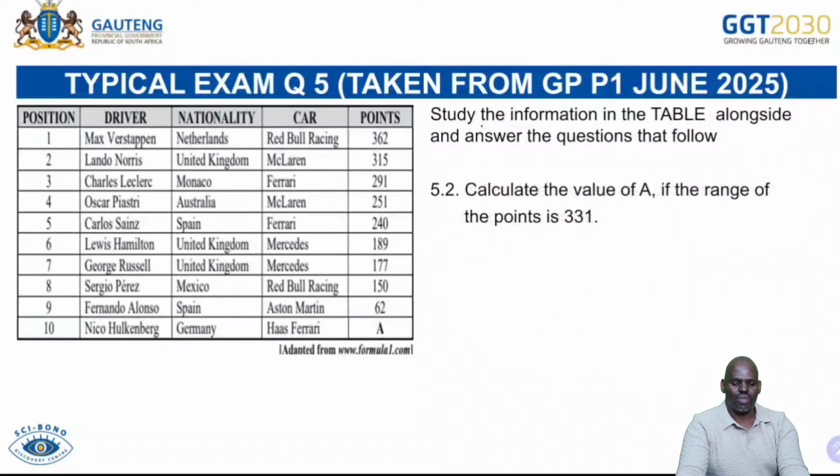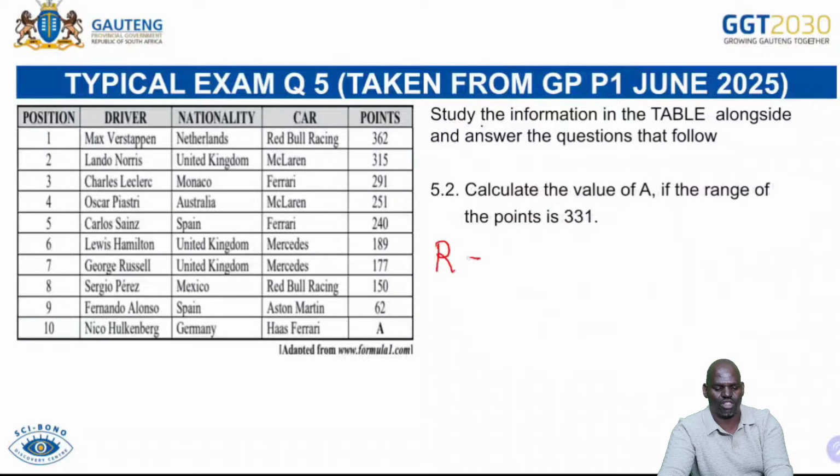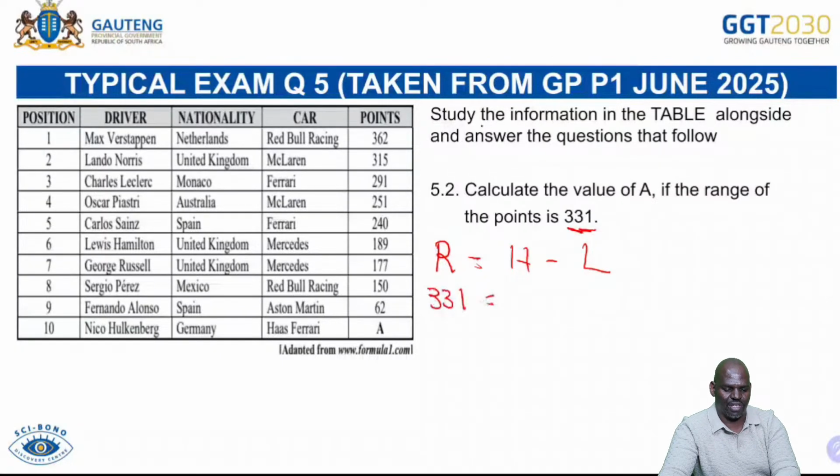Okay, then number 5.2, calculate the value of A if the range of the points is 331. Boys and girls, that question again, is one of those questions that will not be straightforward. What do we know about the range? The range is the highest value minus the lowest value. Calculate the value of A if the range of the points is 331. So in this case we are given the range, which is 331, and then we have to find the value of A.